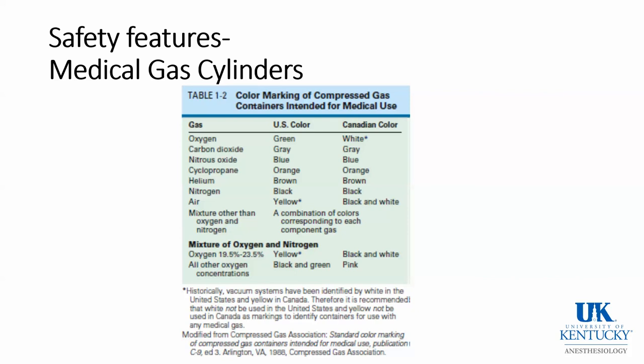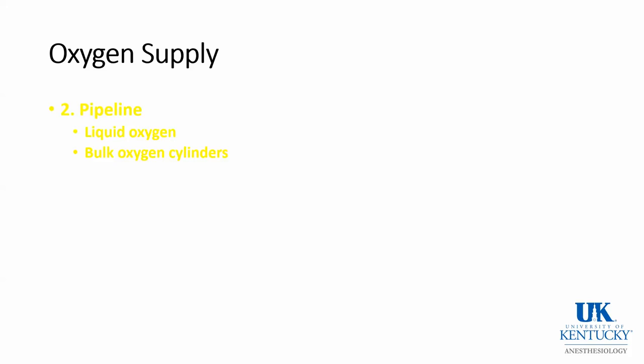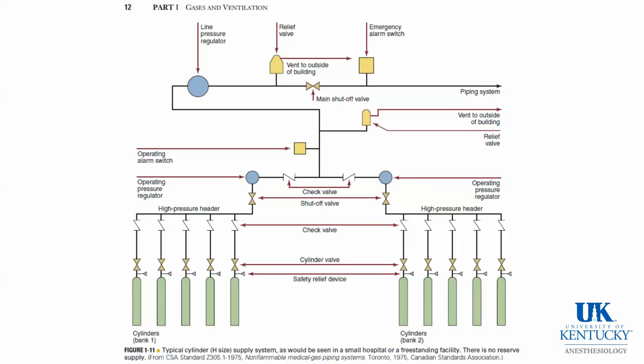So as you can see, there's some variability, and other countries could possibly have a different color coding system. So all anesthesia workstations should have at least one oxygen cylinder. Pipeline oxygen comes from liquid oxygen storage or bulk oxygen cylinders. This figure shows a typical H-size supply system, as would be found in a small hospital or a freestanding facility.